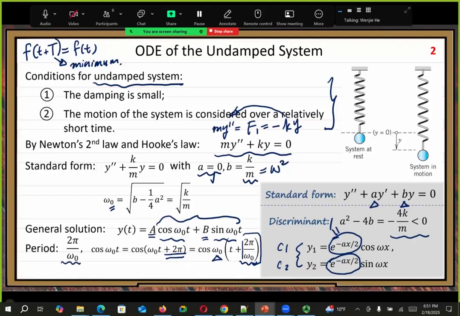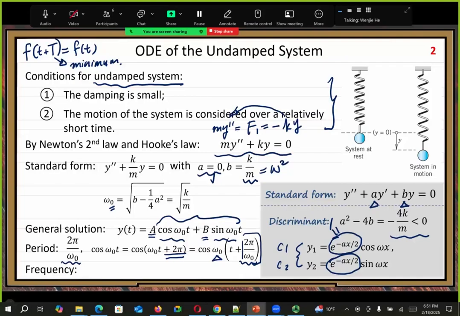After we get the period, another important concept we need to use when we study a system like this is the frequency concept. The frequency equals the reciprocal of the period. That's the definition of frequency. The relation between period and frequency is that they are reciprocals of each other.